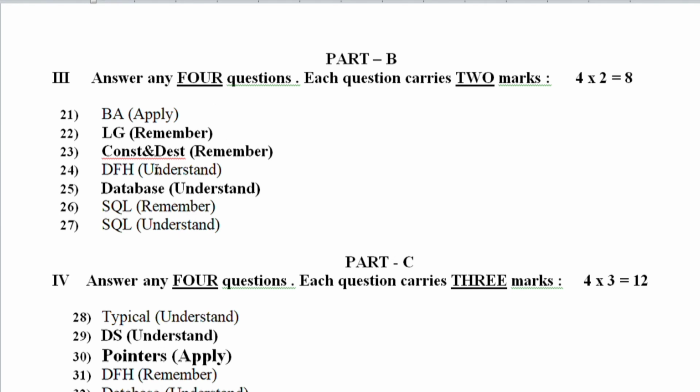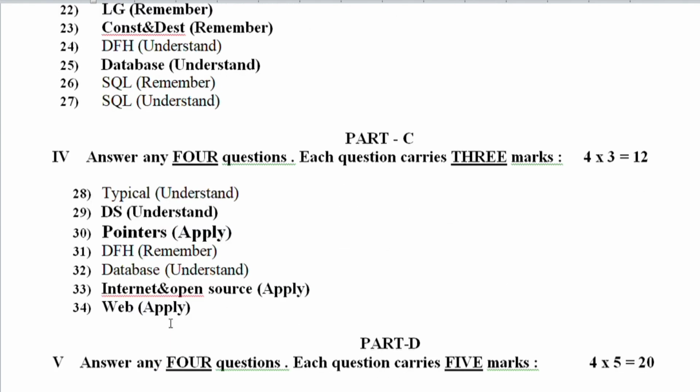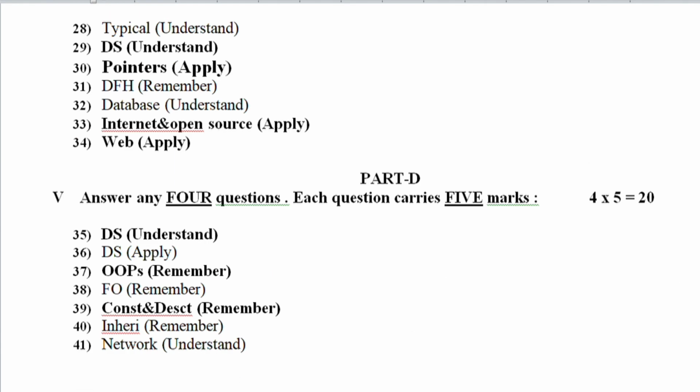So how to decide these chapters, how to understand these chapters, do a smart way of selecting the chapters, that we will be discussing in the next video.